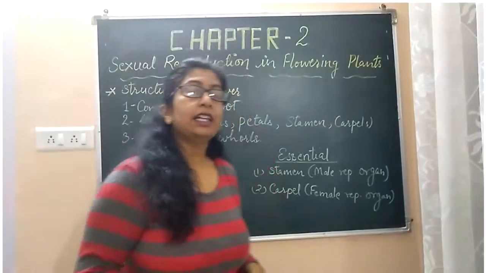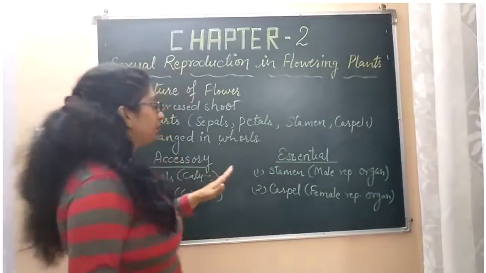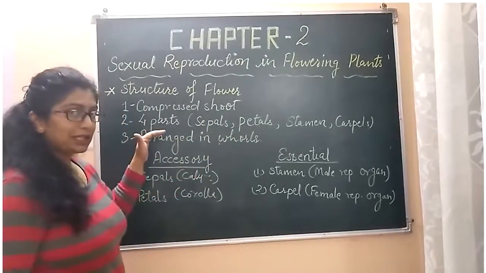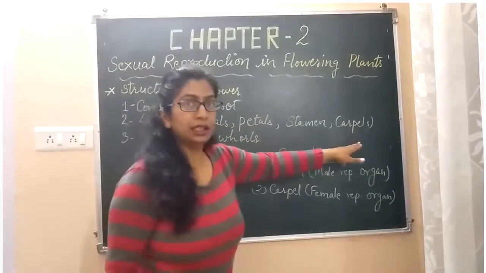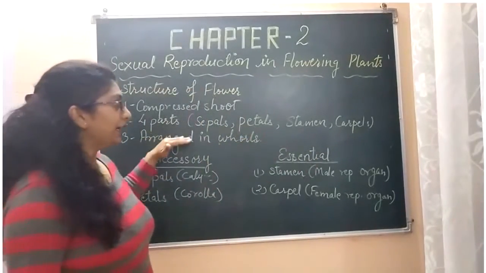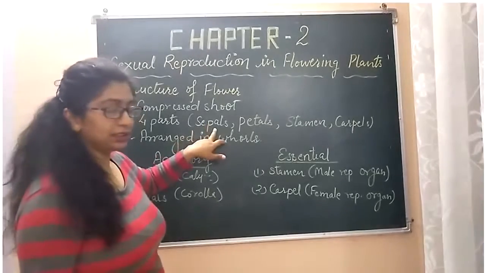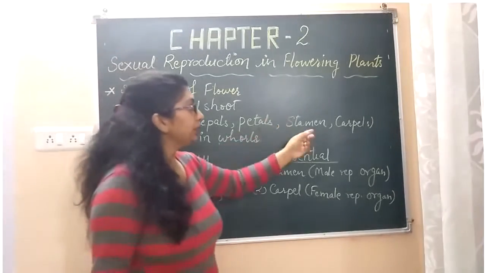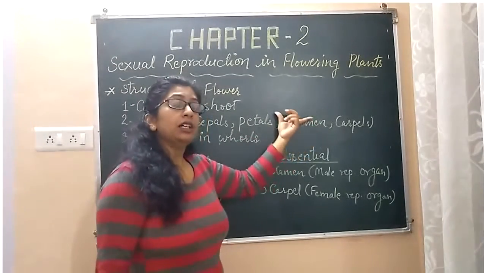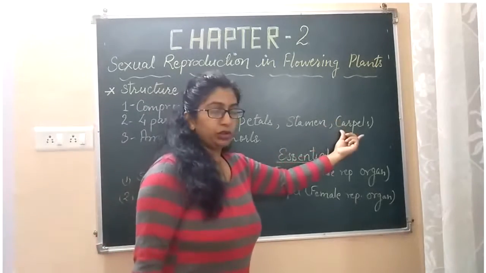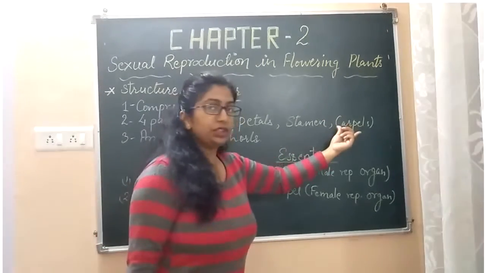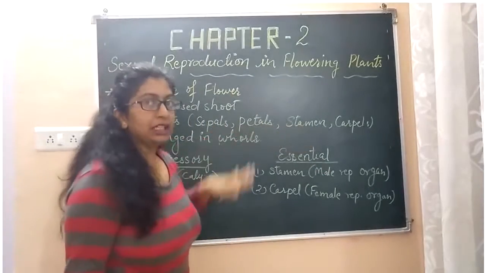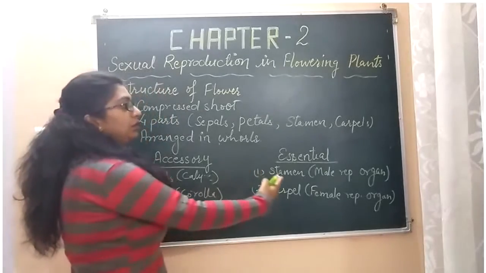So let's revise what we have studied till now. First of all, what is a flower? It is a compressed shoot. How many parts does it have? Sepals, petals, stamen and carpel. These all are arranged in whorls. The outermost whorl consists of sepals. Inner to it consists of petals. Inner to it will be your stamen, which is your male reproductive organ, and innermost is your female reproductive organ, which is your carpel.